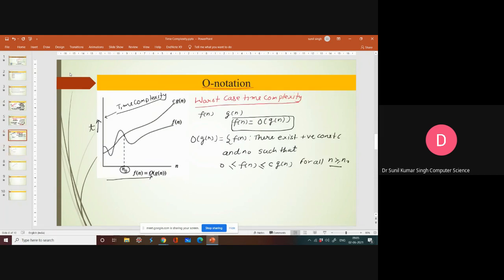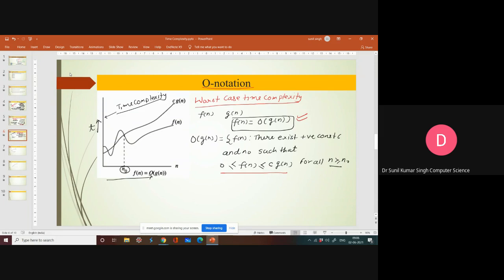Now here, big O notation represents the worst case time complexity, and big O of g(n) is equal to f(n), for there exists some positive constants c and n naught. If it is holding this condition, then we can write f(n) is equal to big O of g(n).